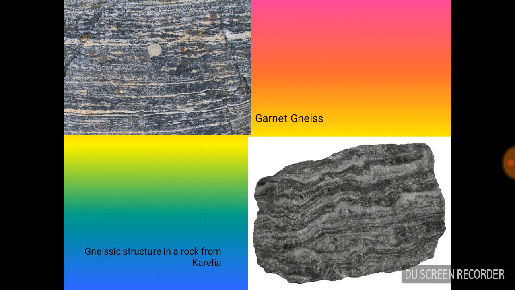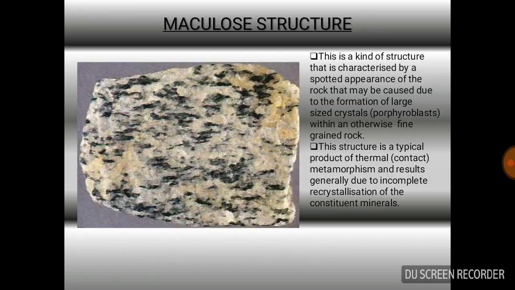Here are two diagrams. The first one is a garnet gneiss. The second one is a gneissic structure in a rock that is most probably from Karelia. And the first one is of course from Lamo Lake in Amazon.